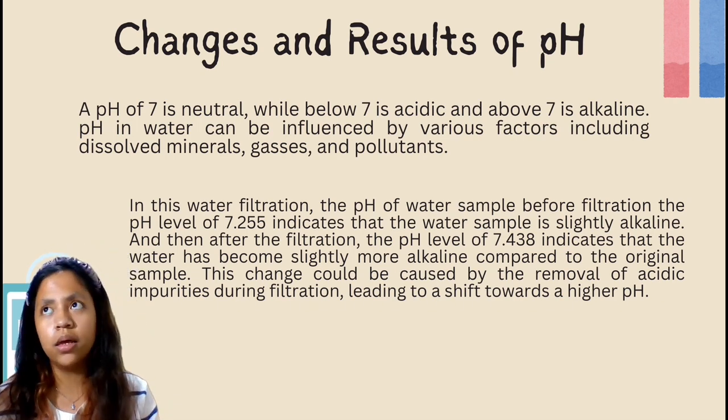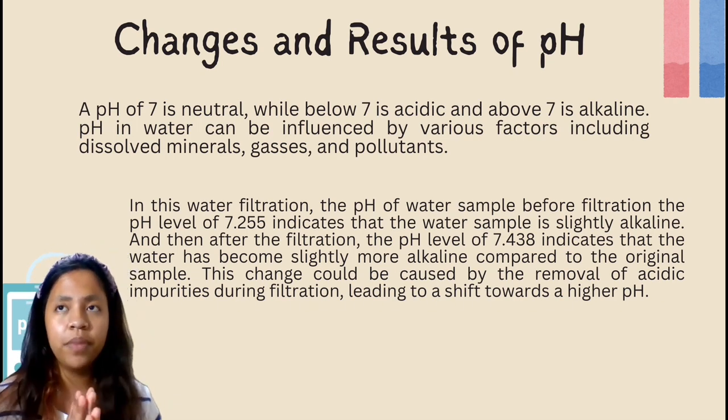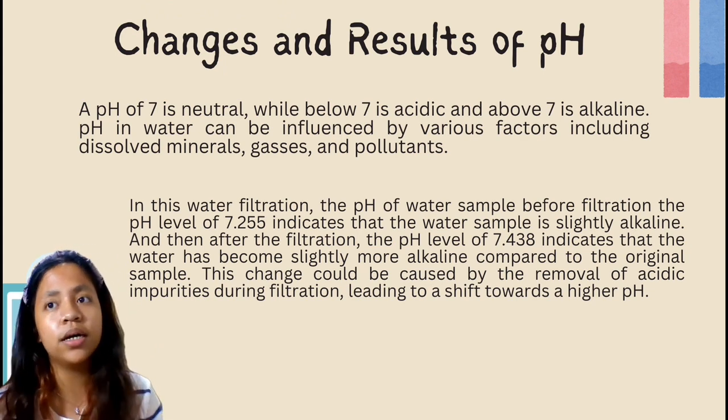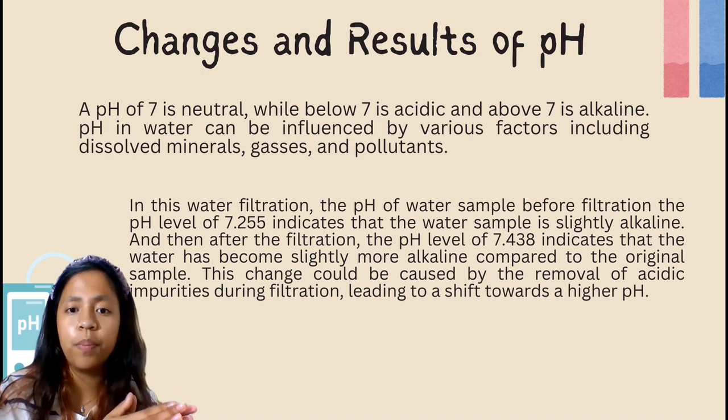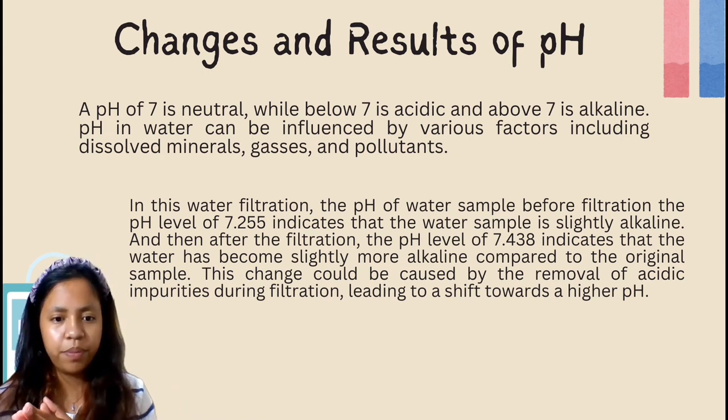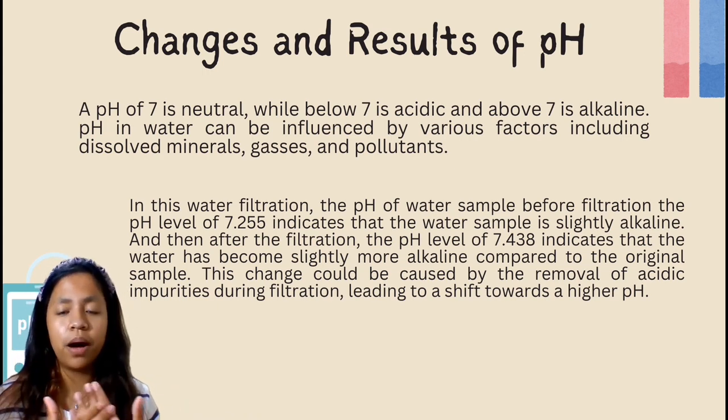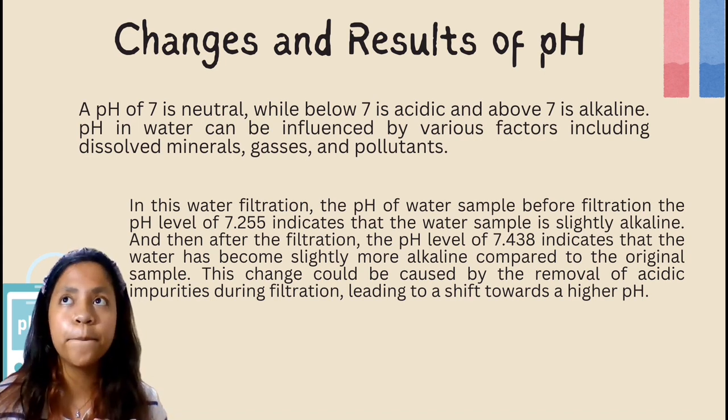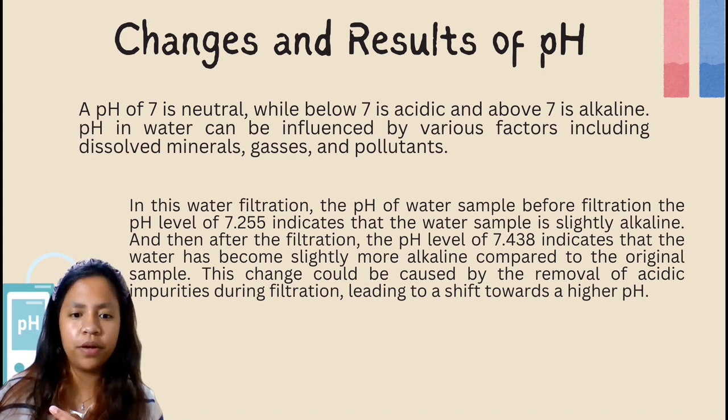So we know that the neutral pH level is 7. When the water pH level is below 7, it is acidic, and when the pH level is above 7, it is alkaline. Water pH can be influenced by various factors, including gases, pollutants, and dissolved minerals.